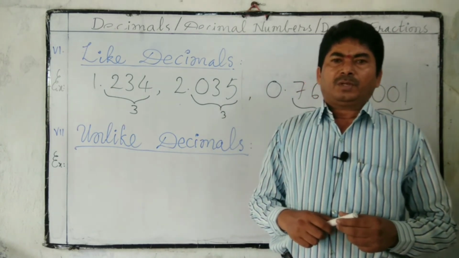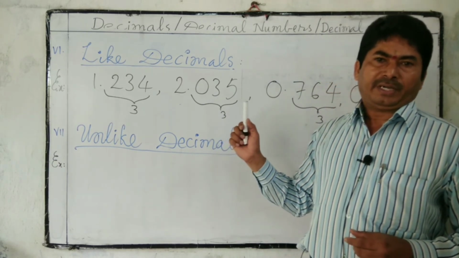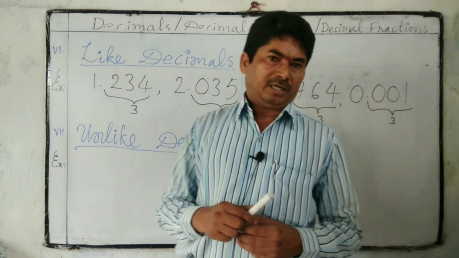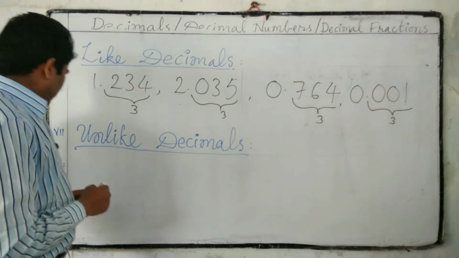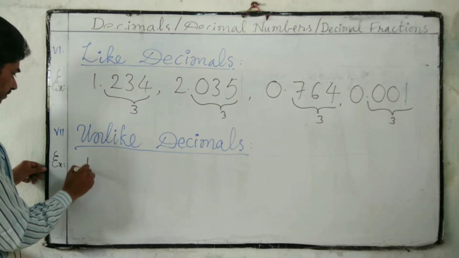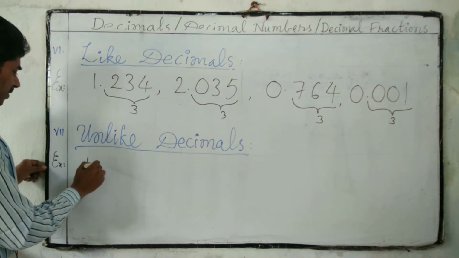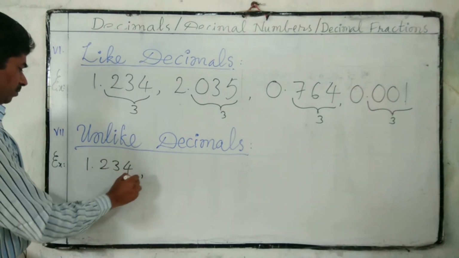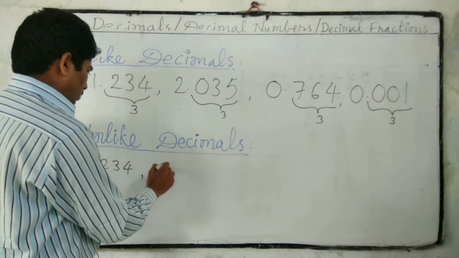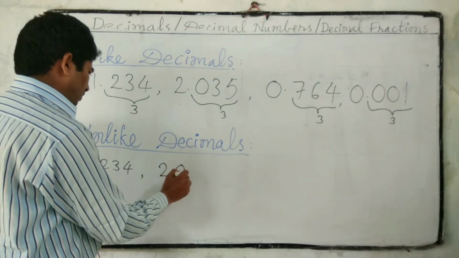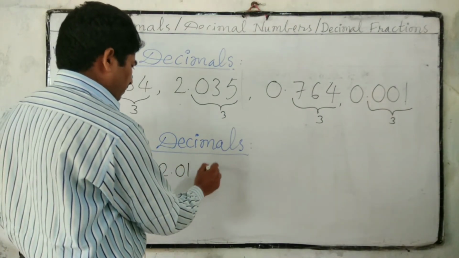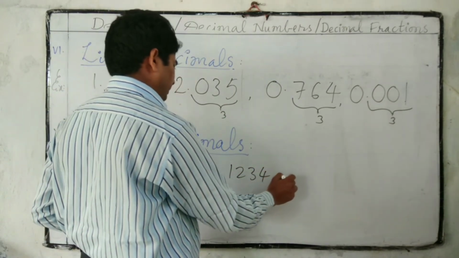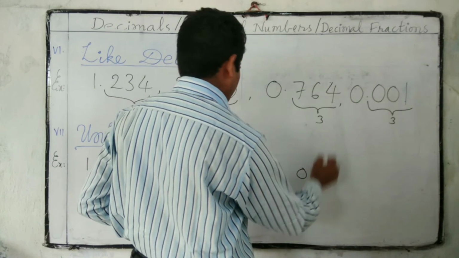Decimals having different number of digits in decimal part are called unlike decimals. Let us see few examples. 1.234, 2.01, 5.123, 0.1.